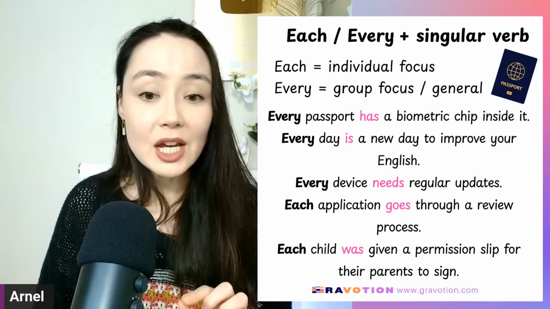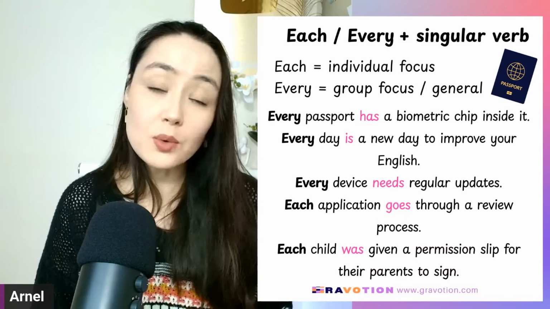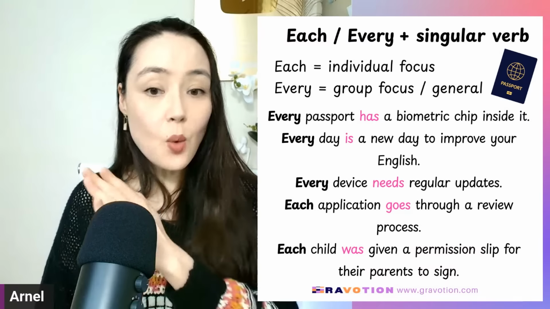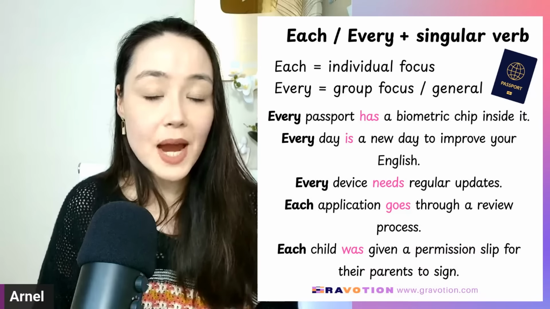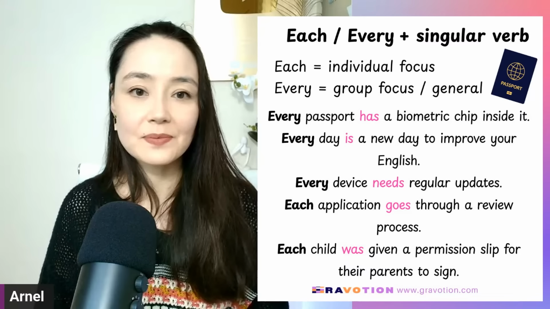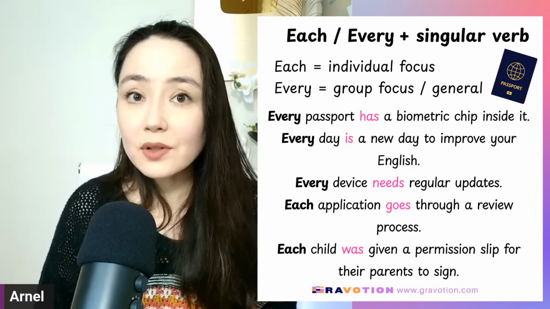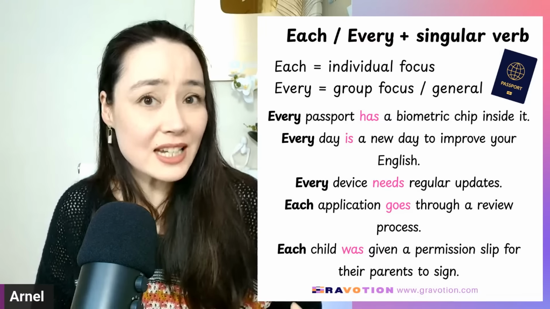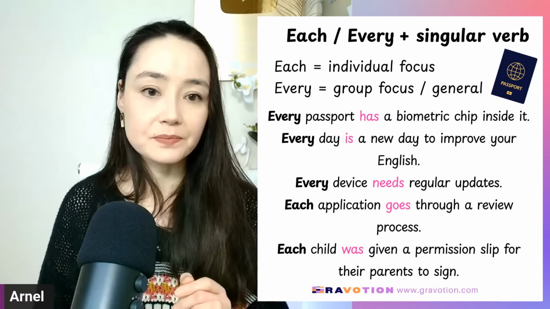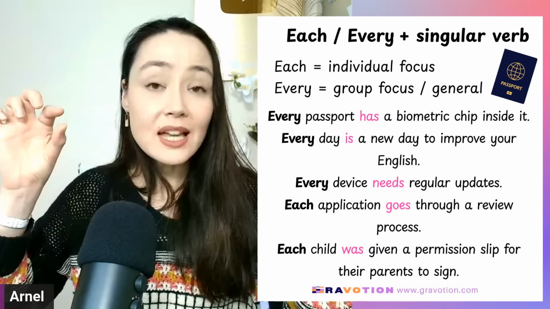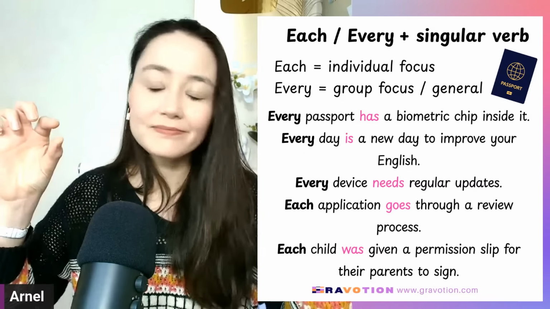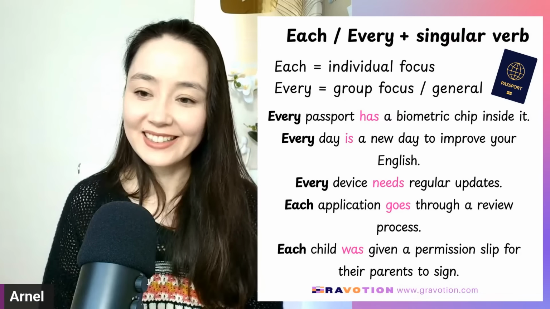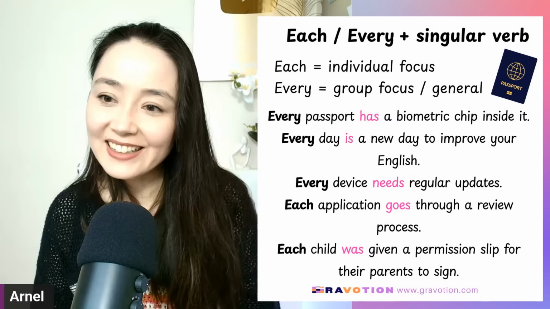Each application goes through a review process. Each child was given a permission slip for their parents to sign. So after each and every, not only do we need that singular verb, we also need a singular noun after it. In the first example, not every passports, every passport, singular. Every passport has. Good.